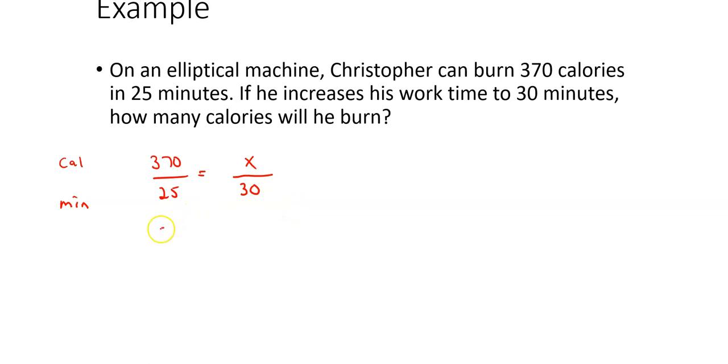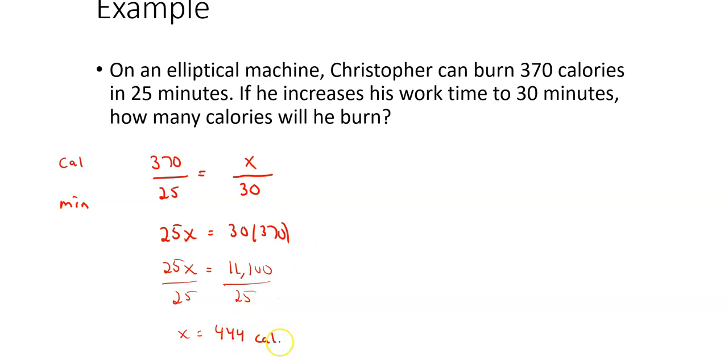All right, cross multiply. 25 times X equals 30 times 370. I'm going to grab a calculator for that one. 30 times 370 is 11,100. So 25x equals 11,100. Divide both sides by 25. And that gives me 444.